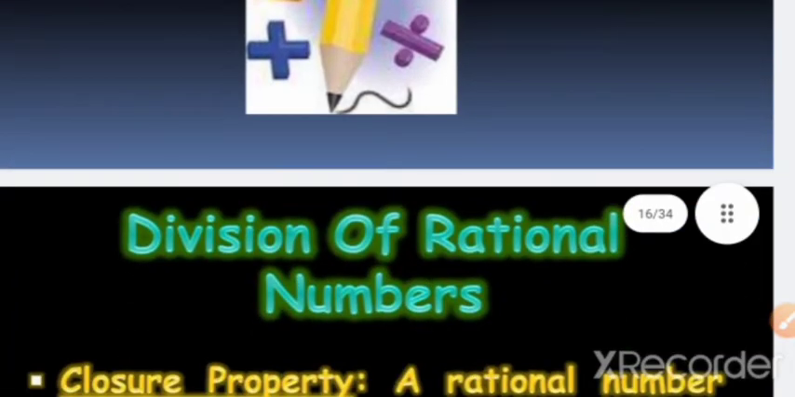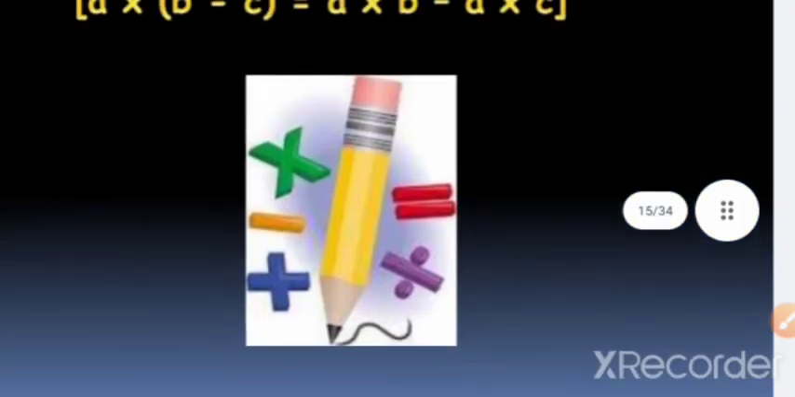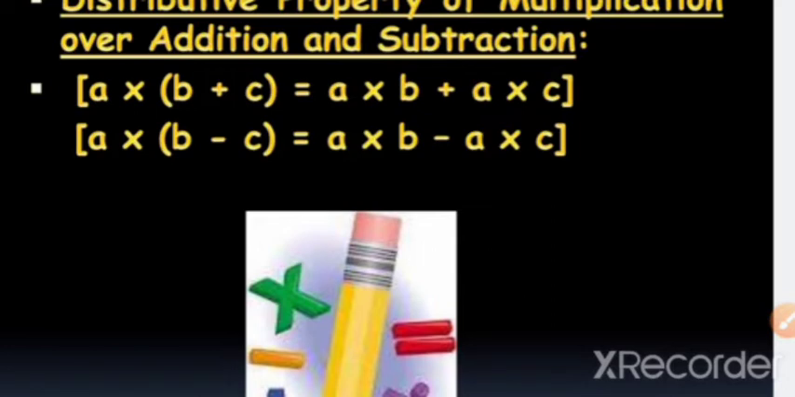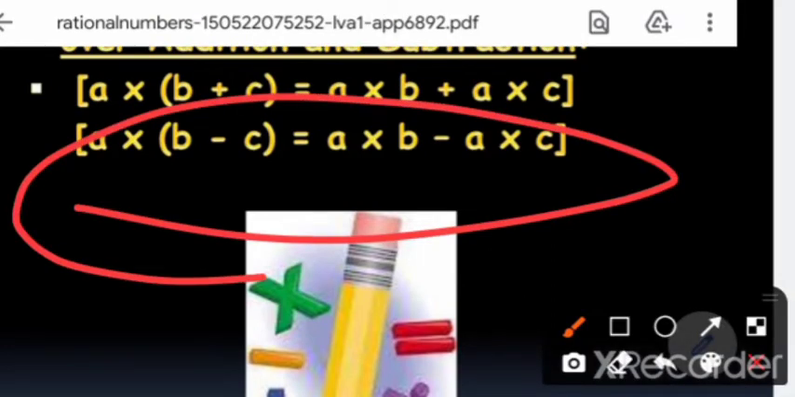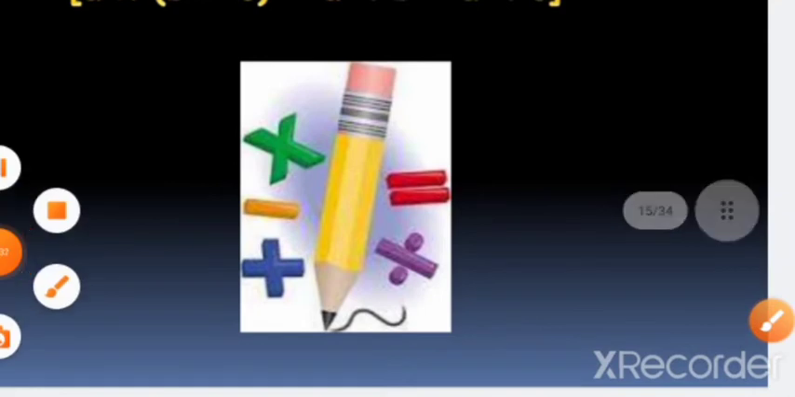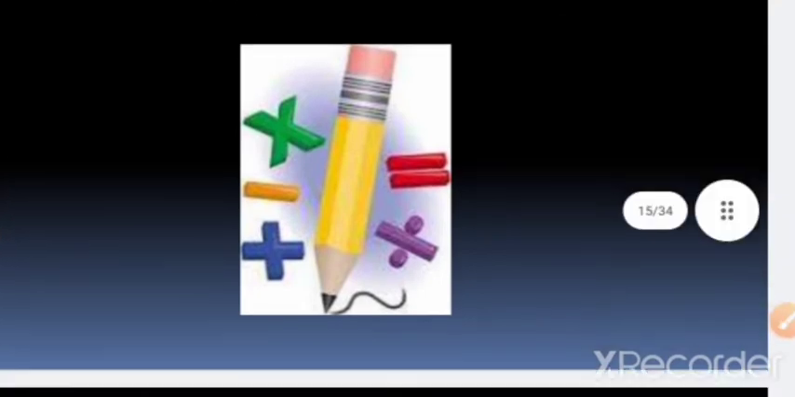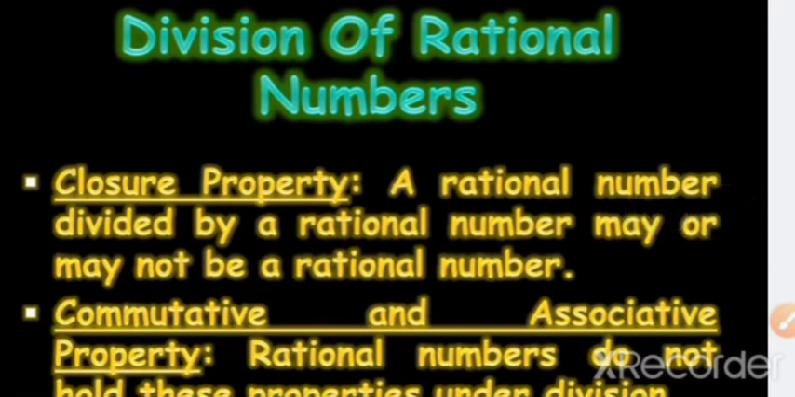So, next point is division of rational numbers. After completing the distributive property, we have completed all the properties for multiplication. Now next is division. How do we check whether a property is fulfilled for division of rational numbers, and which properties are fulfilled for division?